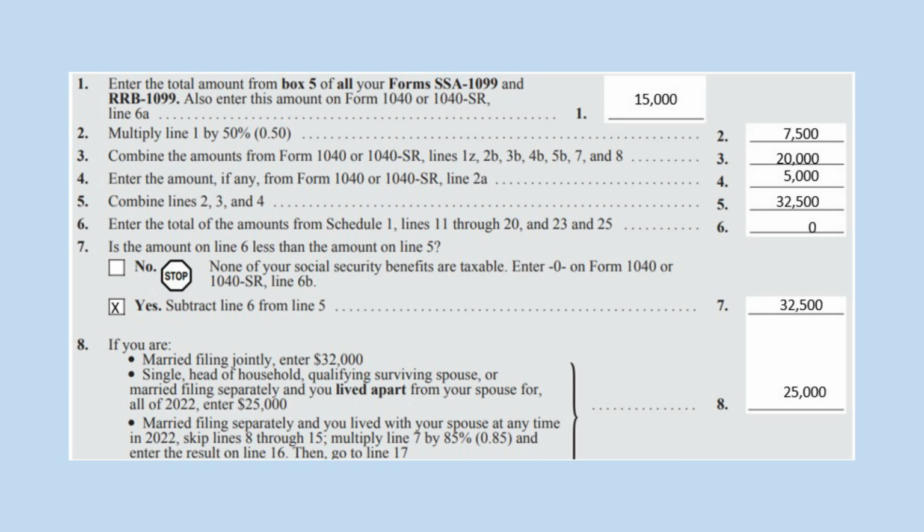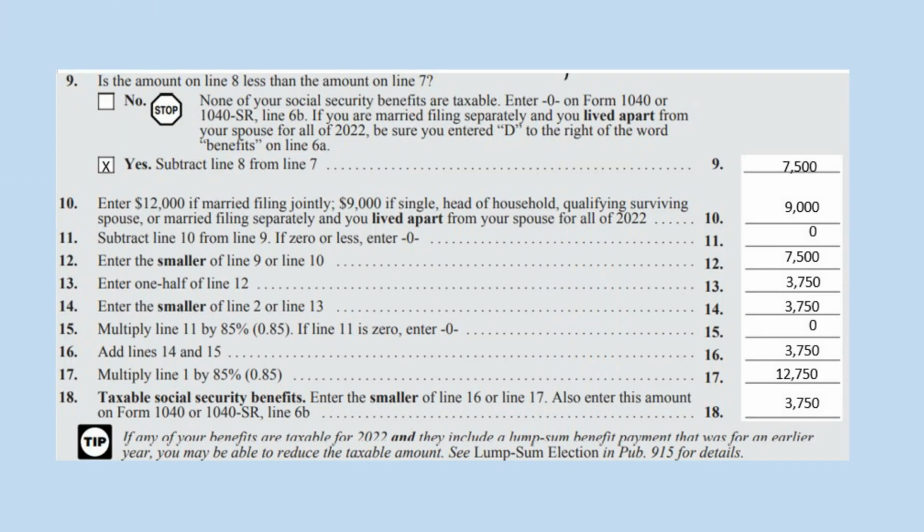Line 6 will be 0, as we don't have any amounts on Schedule 1. On line 7, check the box Yes, as the amount on line 6 is less than the amount on line 5, so line 7 will be $32,500. On line 8, we will enter the amount for a single, which is $25,000. On line 9, we will subtract line 8 from 7, which would be $7,500. On line 10, we will enter $9,000 as we are single. We will subtract line 10 from line 9. Since it is 0 or less, we will enter 0.